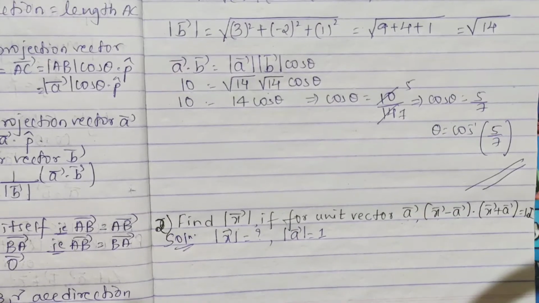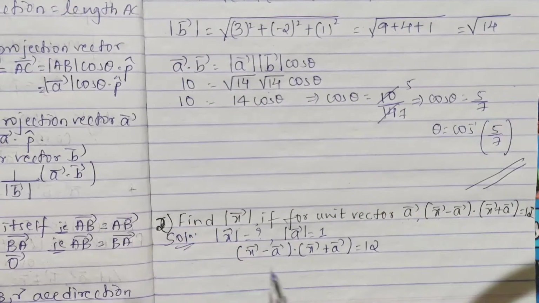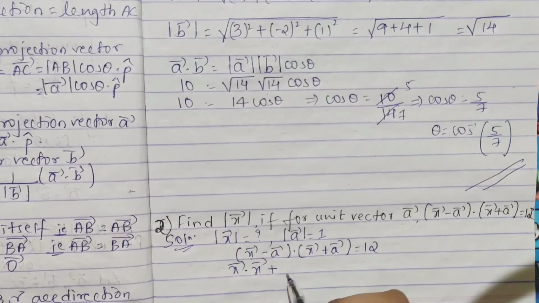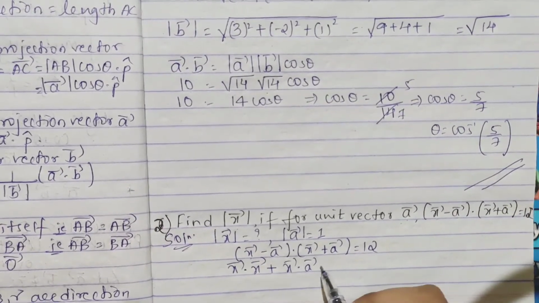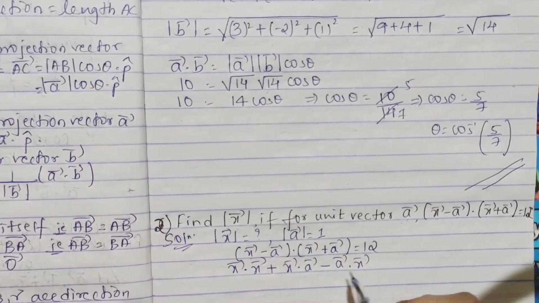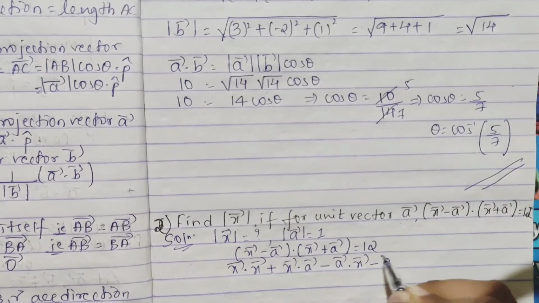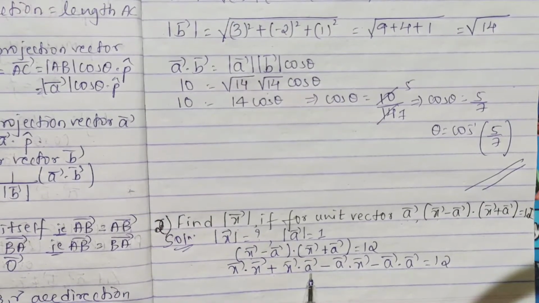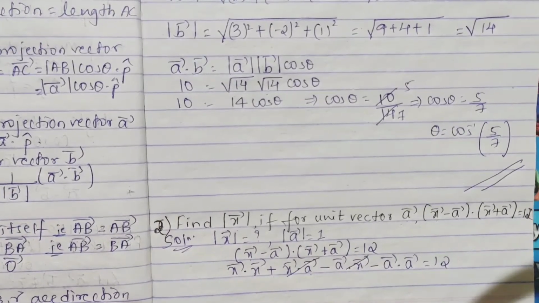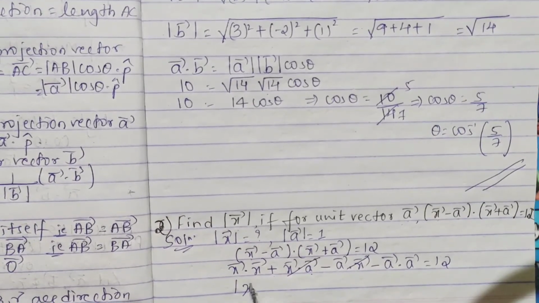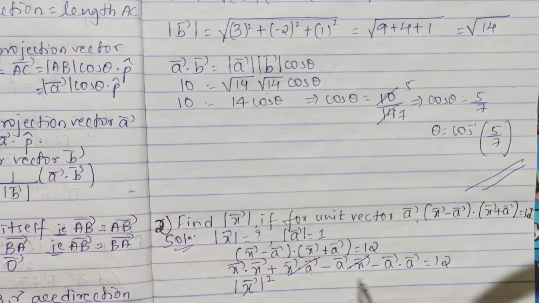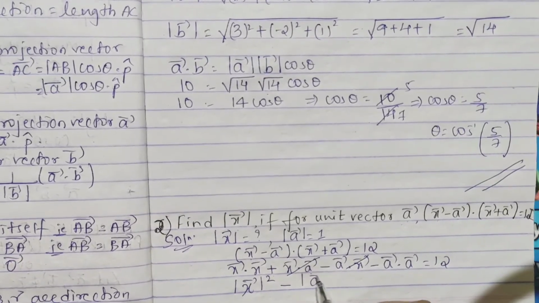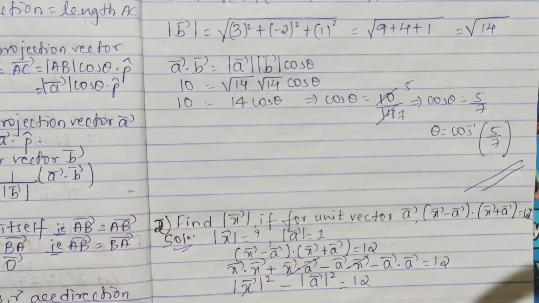They have given this, so multiply it. See, vector x dot vector x, then again plus vector x dot vector a, minus vector a dot vector x, minus vector a dot vector a is equal to 12. Yes, see here, plus vector x dot vector a minus vector a dot vector x, this gets cancelled. Vector x dot vector x is modulus of vector x whole square, and here I'll get minus vector a dot vector a, which is modulus of vector a whole square, is equal to 12.